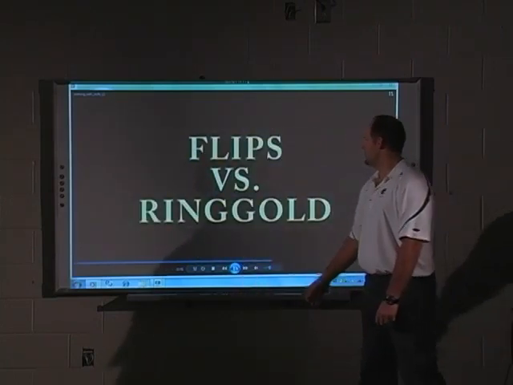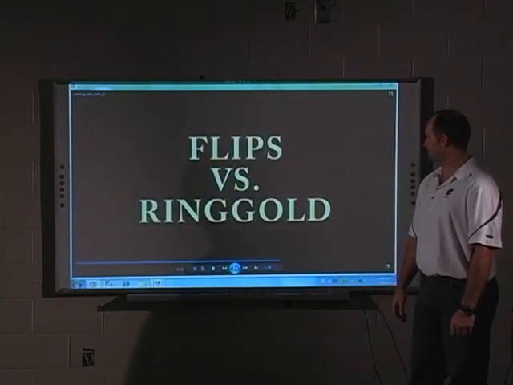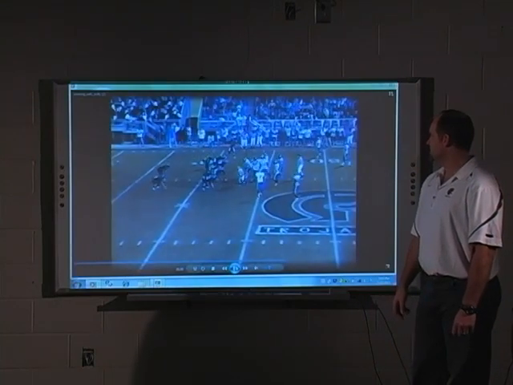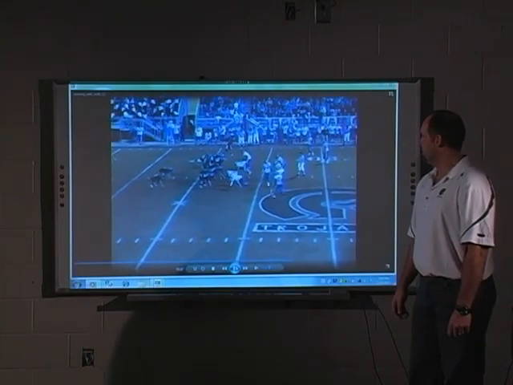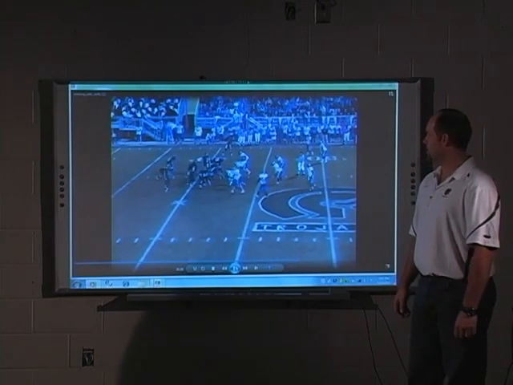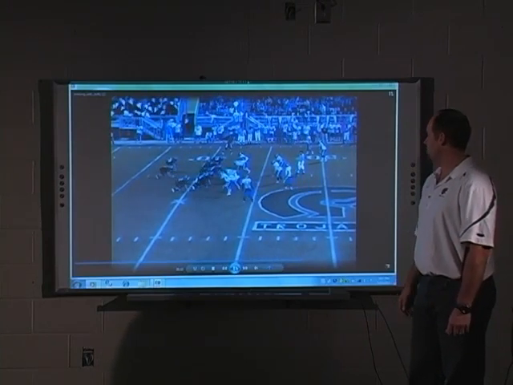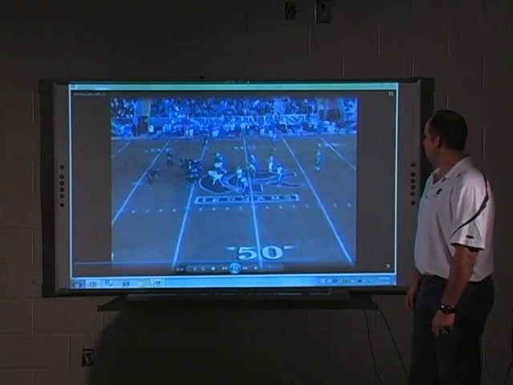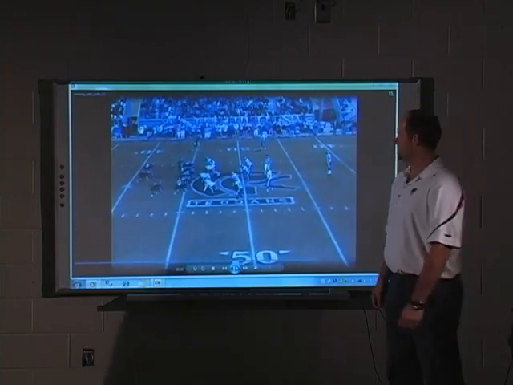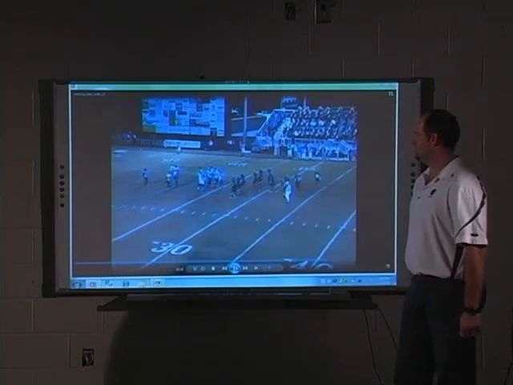The next one I want to talk about is flips. This is the first round of the playoffs in 2009. We're going to flip over into a rip wing formation. Again, not a whole lot of adjustment right there. And we run this about 3 or 4 times in a row. We're able to pick up some yardage.